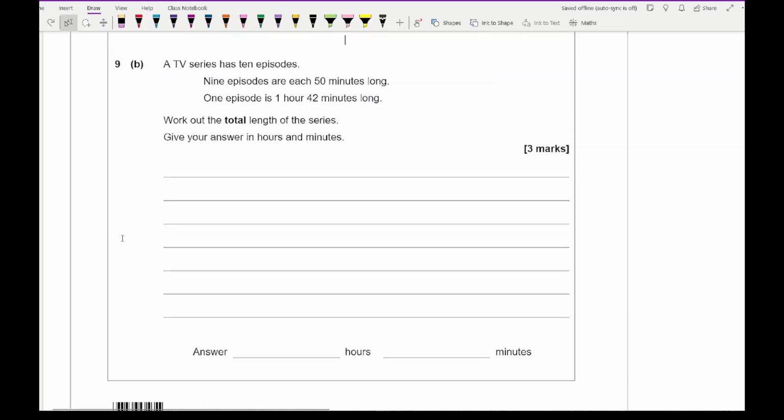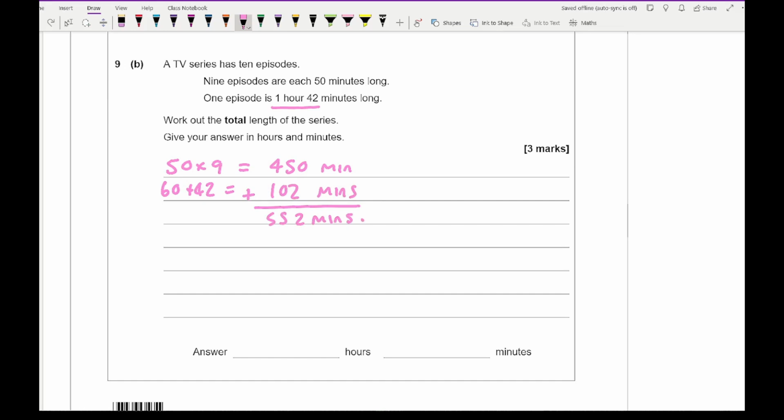For question 9b, it says a TV series has 10 episodes. 9 episodes are 50 minutes long and 1 episode is 1 hour 42 minutes long. Work out the total length of the series. Give your answer in hours and minutes. Now for this, there's lots of things we could do. So here we could do 50 times 9, which is going to be 450 minutes. And then the final episode, which is 60 plus 42, which is 102. And adding those numbers up, we get 552. So that's the total number of minutes.